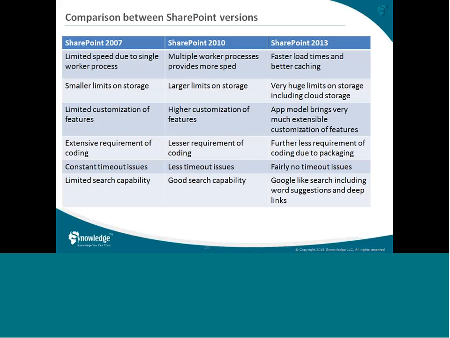Because of that, you can see 2007 had limited speed, limited storage, limited customization, and extensive requirement for coding. 2010 and 2013 have progressed from their predecessor. 2013 even goes on cloud. So it's completely available on a cloud network, so you don't even have to have a company network of your own. You can have a cloud network and everything can happen automatically for you. And as time progressed, the timeout issues, if you have had any in your company with 2007, we had a lot of timeout issues. In 2010 and 2013, it's fairly less.